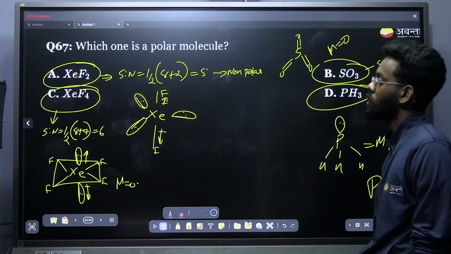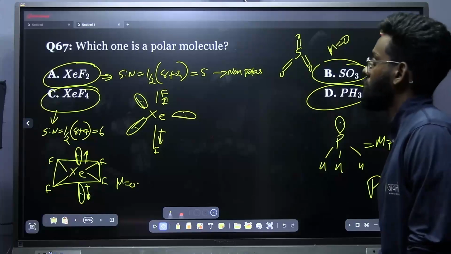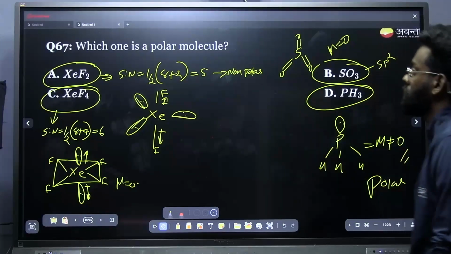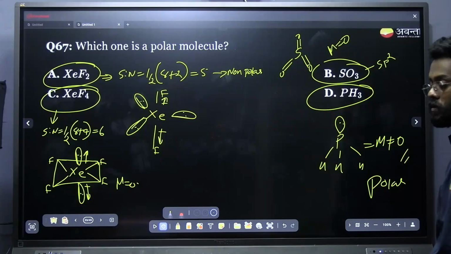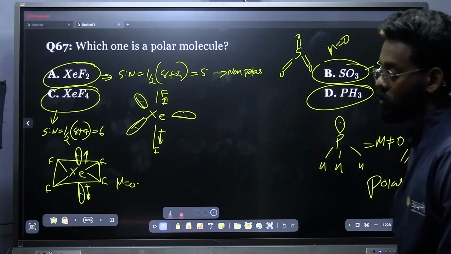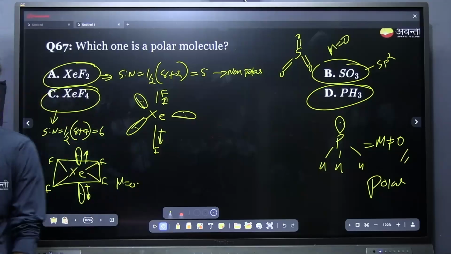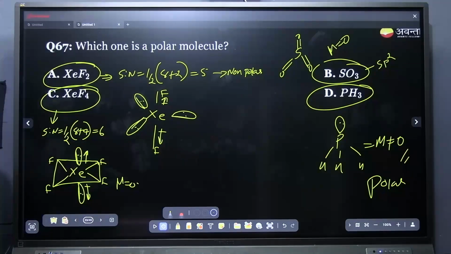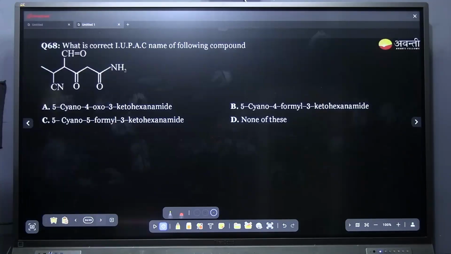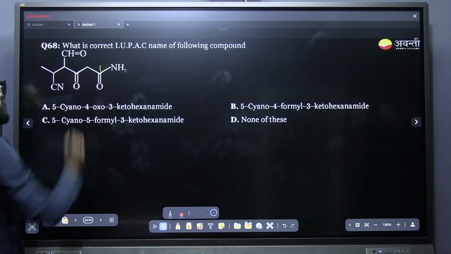Okay, you have to go through all the other options, then only will you get an understanding of polarity and polar molecules and non-polar molecules. Okay, shall I move to the next question? Is it clear, everyone? Yes. Now next one, what is the correct IUPAC name of the following compound? There are a lot of functional groups, and which functional group do we have to give priority? Amide is there. Amide is the one we have to give priority.